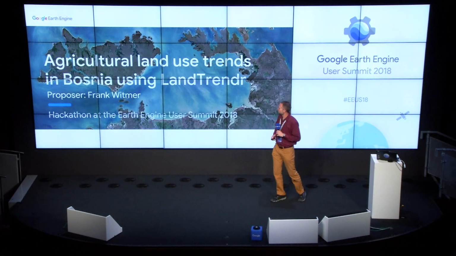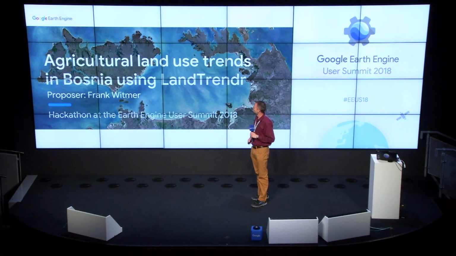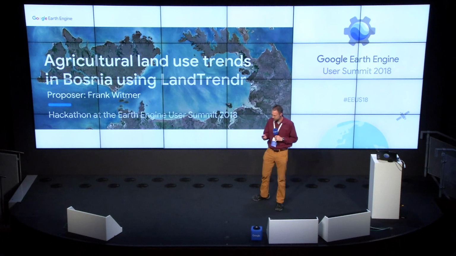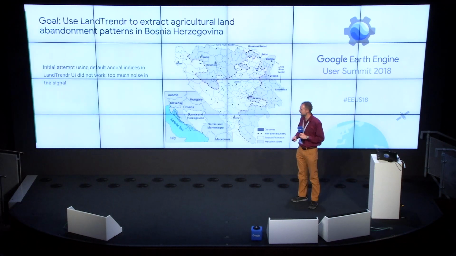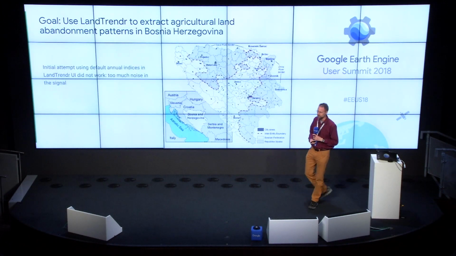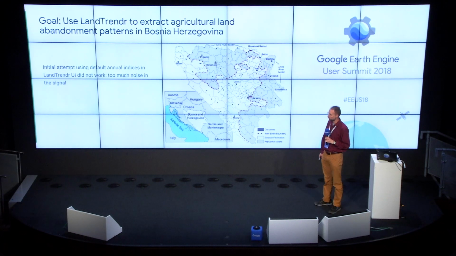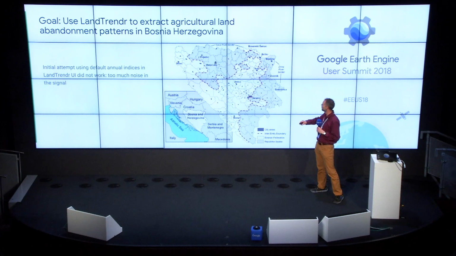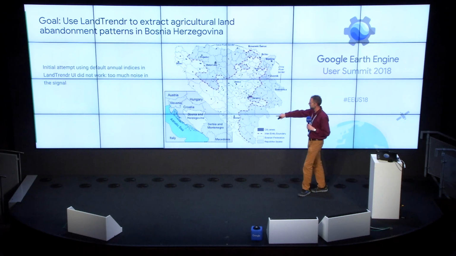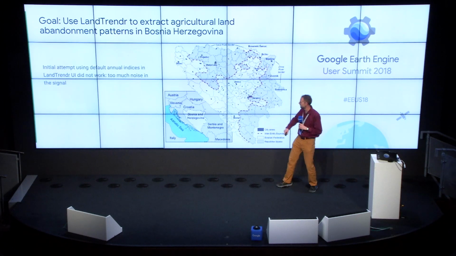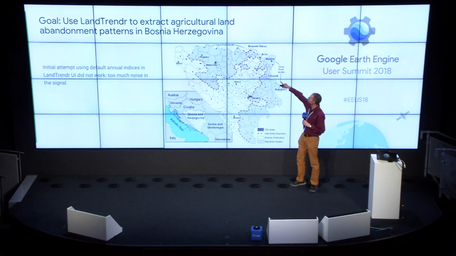Hi, I'm Frank Whitmer, and we were looking at agricultural land use trends in Bosnia and exploring the new Land Trender algorithm that's in Google Earth Engine now. In case you're wondering where Bosnia is, here it is, right across the sea from Italy. What I was focusing on is looking at abandoned agricultural land after the war in the 1990s.